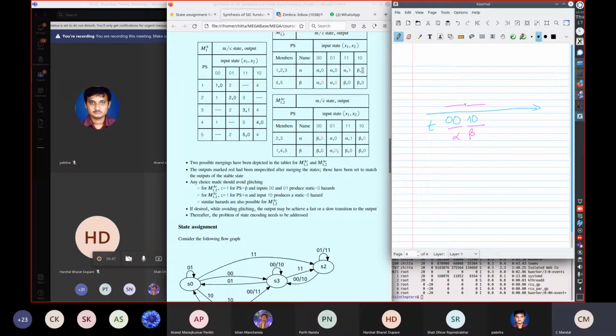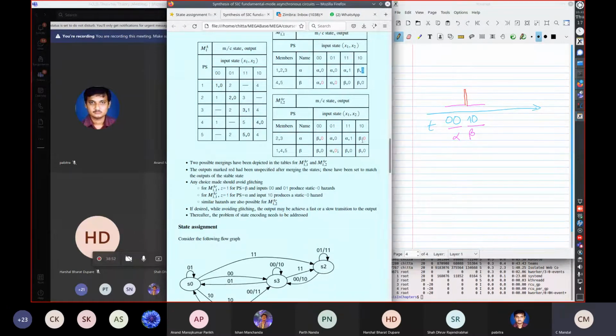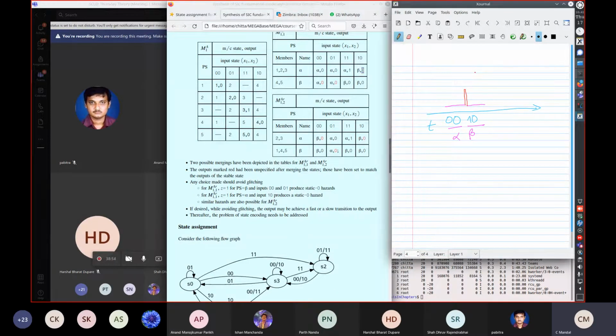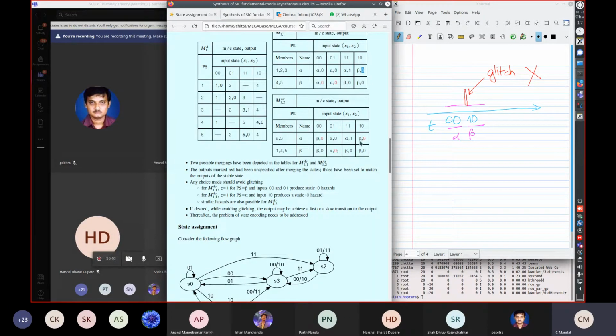But you had the option to keep it 1. If you keep that unstable output as 1, then you get a glitch, which you don't want. That's why it's better to keep the output as 0. You keep the output as the stable output of that state. The stable output of beta is 0, so it is better to leave it at 0.